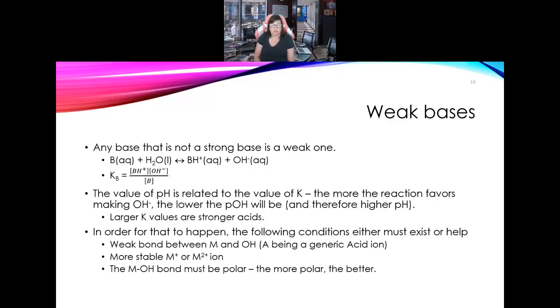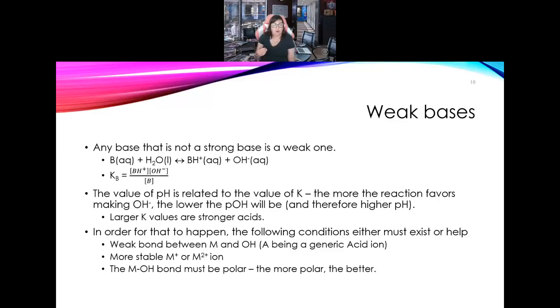Weak bases. Anything that is not a strong base is a weak base. Awesome. So I have a base plus water. I pick up the proton to get BH plus, and I have OH minus left. That means my Kb is BH plus times OH minus over B. The value of pH is related to the value of K. The more the reaction favors making OH minus, the lower the pOH will be, and therefore the higher the pH. Larger K values are stronger bases. That's what that should say.